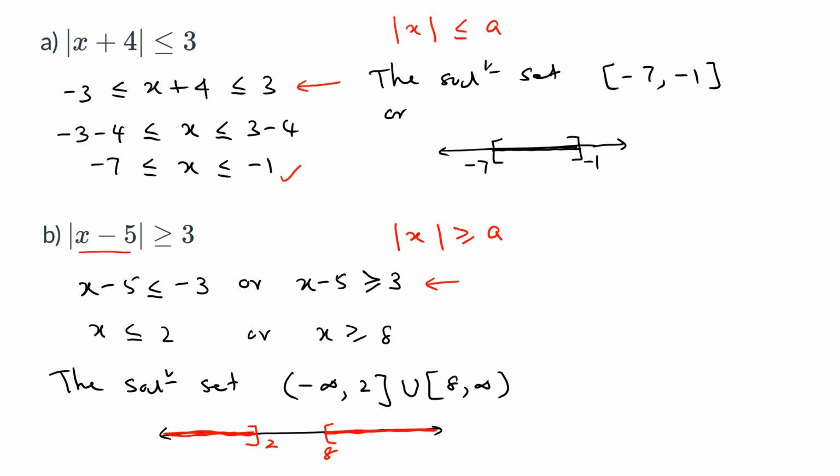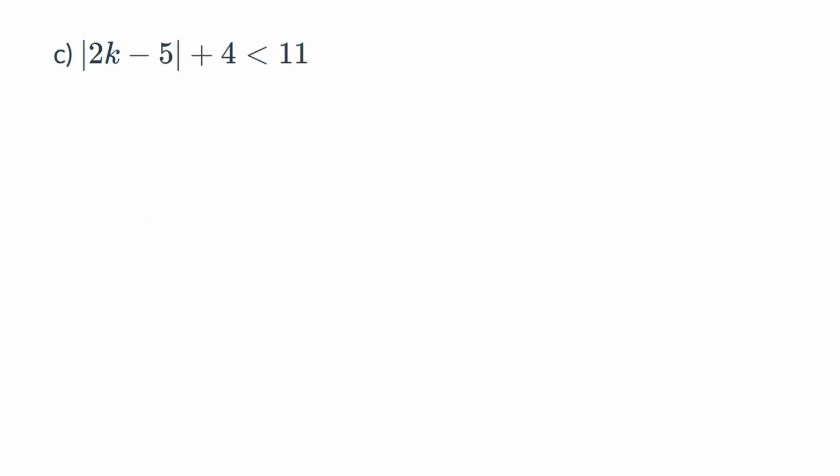So what's the next problem? It is |2k - 5| + 4 < 11. If you get a problem like that, you have to bring it to the form x < a or x > a, depending on the coefficients. But you can see that means you have to isolate these terms. That's how we're trying to do it. You're going to isolate the absolute value term.